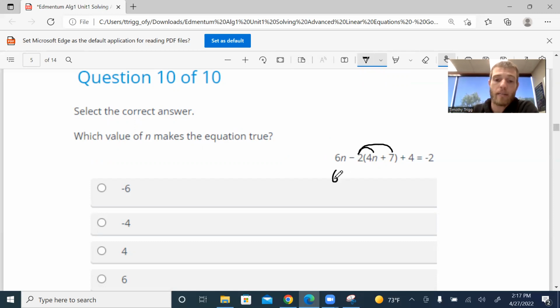So the 6n, that doesn't change, but negative 2 times 4n is negative 8n. Negative 2 times 7 is negative 14. We also have a plus 4 here on the left side of the equation. A negative 2 is all by itself on the right. Keep in mind this negative 2 multiplies with all the terms in the parentheses, but not times this 4 here because it's not in the parentheses.